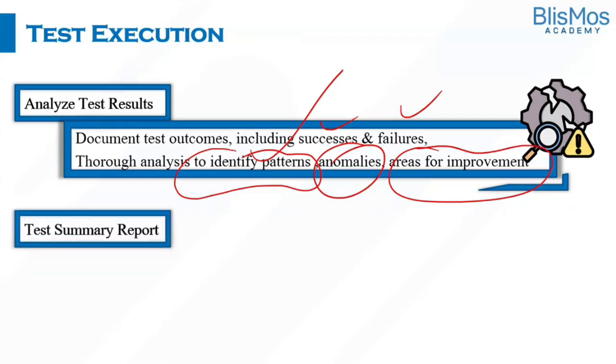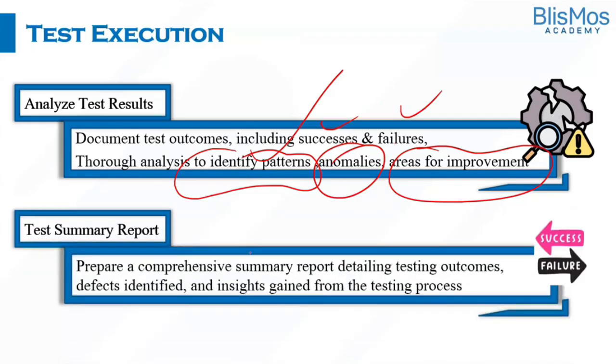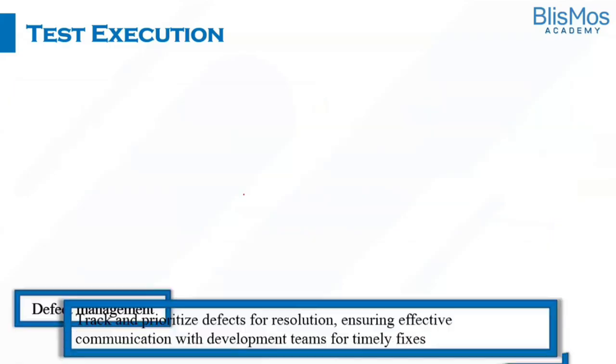After analyzing the reports, we'll prepare the comprehensive summary report detailing out testing outcomes, like how many test cases are executed, how many of them have passed, how many of them have failed, what is the number of defects, how many of them are open, how many of them are closed. All those things would be there as a part of the test summary report.